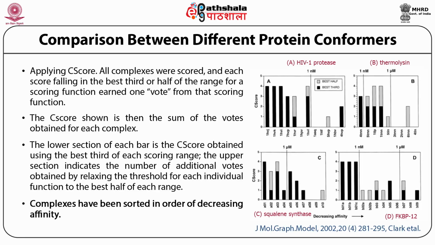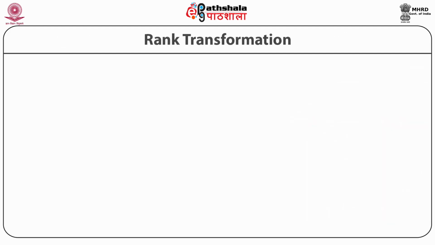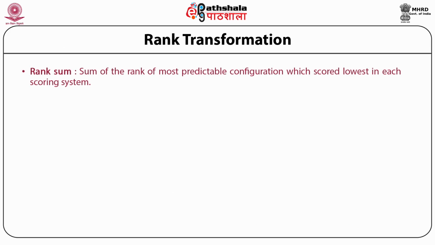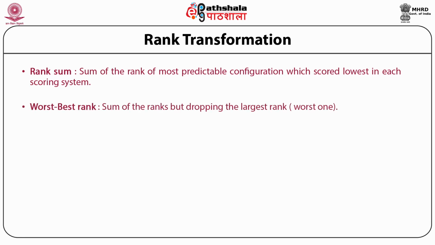What it tells us is not necessarily even ranking; they are not consistently the same for different proteins. So one can do something a little more, and that's what has been suggested: we can have a rank sum, that is the sum of the ranks of the most predictable configurations which scored the lowest in each scoring system, or we can have worst-best rank, which statistical people most often use, that is the sum of the ranks but throw away the best and the worst.